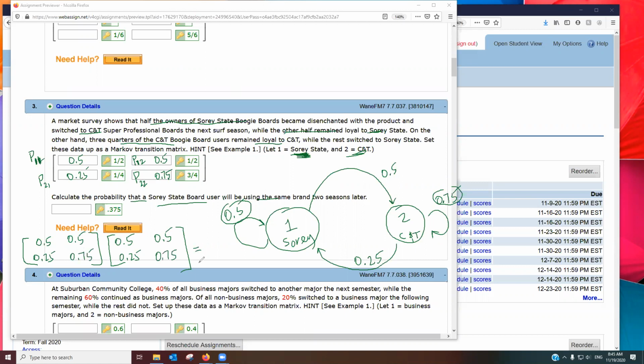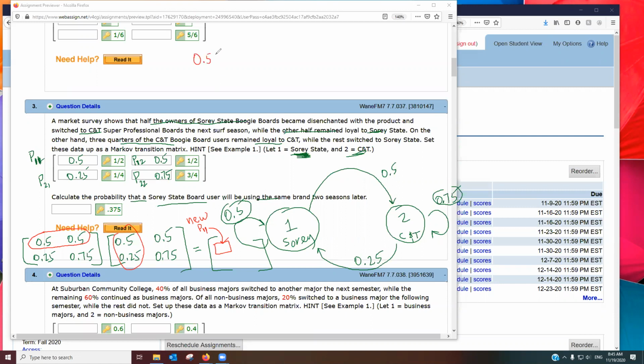Now, I really don't have to bother doing the whole matrix multiplication because all I really need is this new P11 number. So really all I care about is this new P11. So all I'm going to do to get that number, you remember matrix multiplication, all I need to do is take this row times this column. So let me work that out.